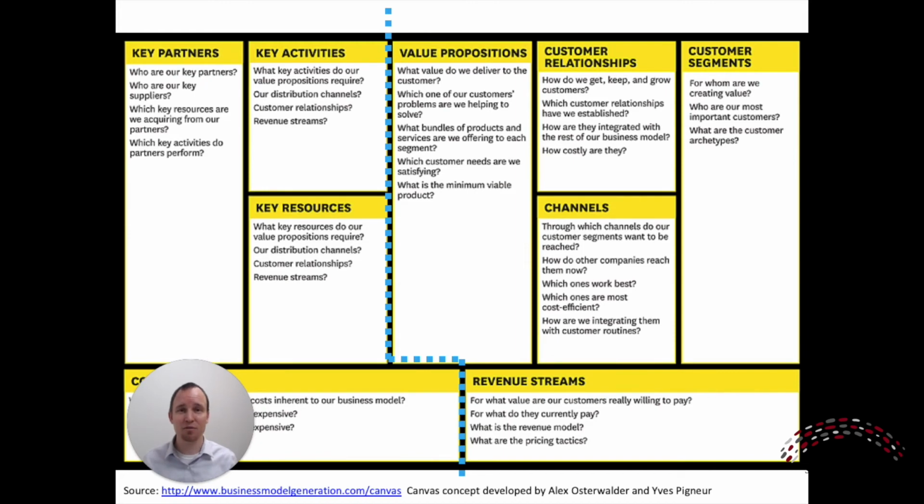And then finally, you've got the cost structure. Here you're articulating the most expensive, important aspects of your business model. A hint here is that it's often your employees or the core technology of the business. So think about what are the big expenses related to moving this business model forward. So those are the front stage and the back stage of a business model.